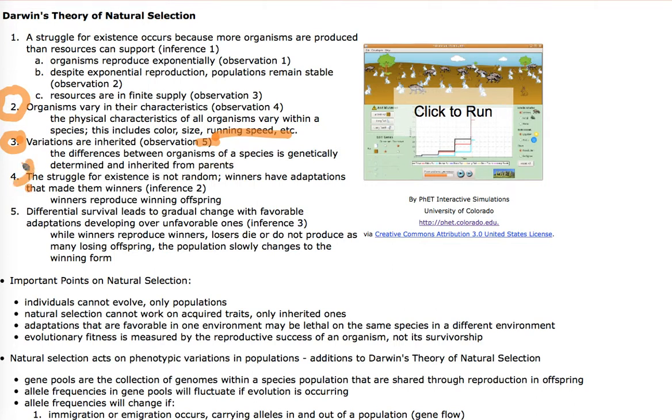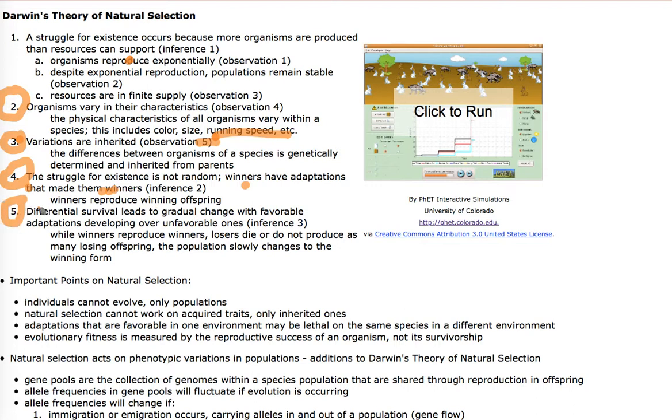The next one, the struggle that is set up back here in number one, the struggle is not random. The winners are more fit, and organisms that are more fit simply have more children than organisms that are less fit. So if you're fit, you get to grow up, you get to reproduce, you get to have babies that inherit your fitness. If you are unfit, you either die or you reproduce and make fewer babies. Very hard to document in the wild, but it has been done now in the last 20 to 30 years.